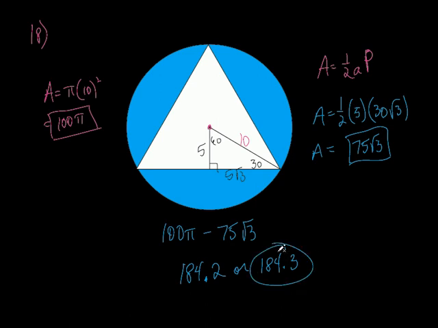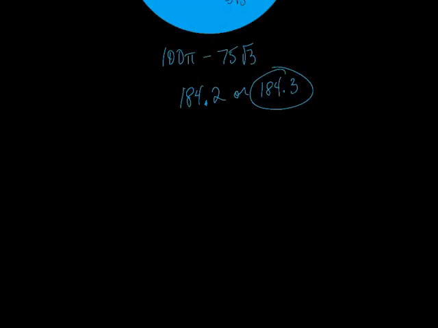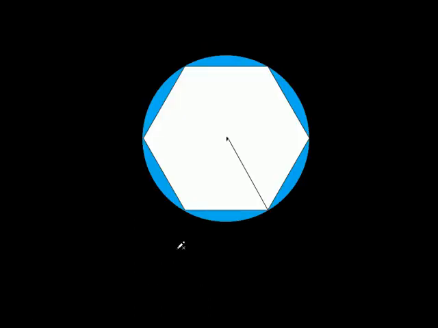All right, let's do another one. Number 19. All right, this is kind of like what we just did, except it's not a triangle. It's just a little bit more complicated, but it's basically the same kind of problem. Except it's a hexagon. 1, 2, 3, 4, 5, 6. Yep, it's a hexagon inside or inscribed in a circle. And we have to find the area of the shaded region again. And again, it says assume the hexagon is regular, which means all the angles and sides are equal.